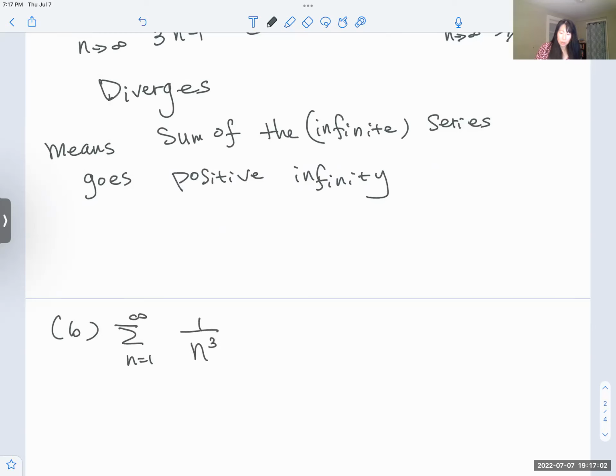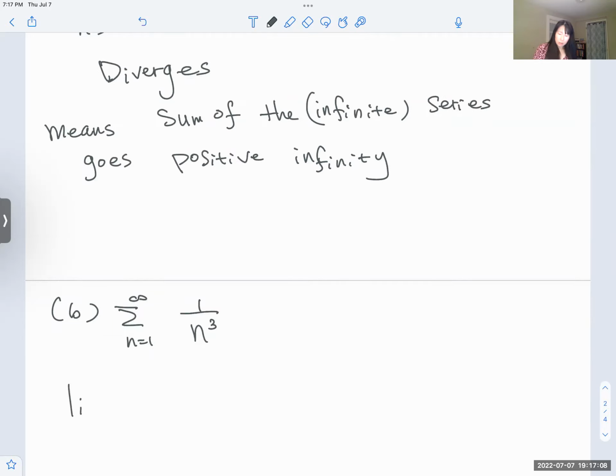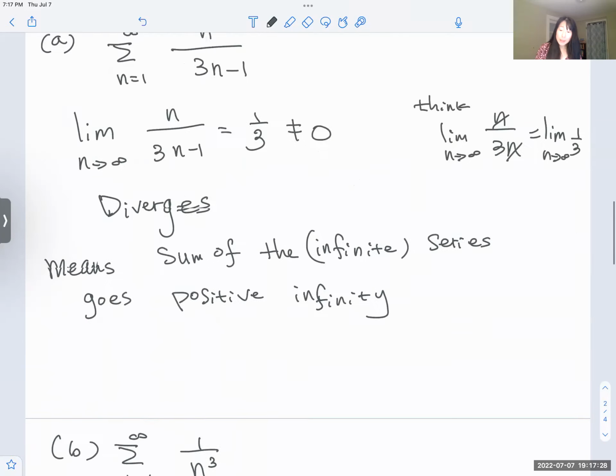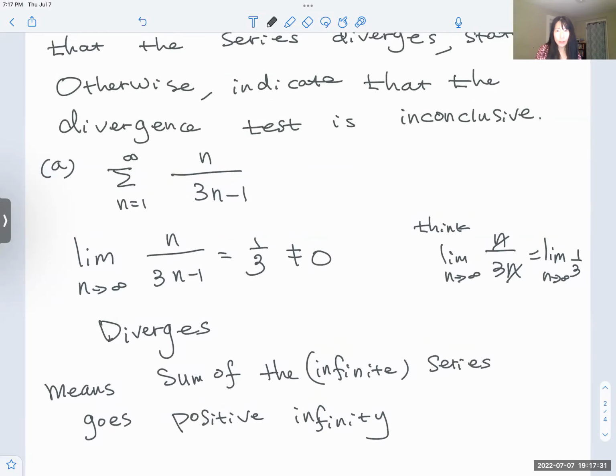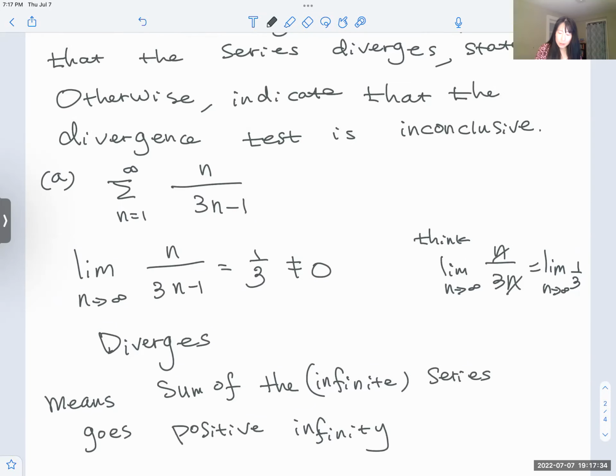One over n to the third power. Let's check that. The limit when n approaches positive infinity of one over n to the third power. Zero? Yes. Good. Then what can we say? The test doesn't say anything about the zero, so we say that the divergence test is inconclusive, because we have to check another test.